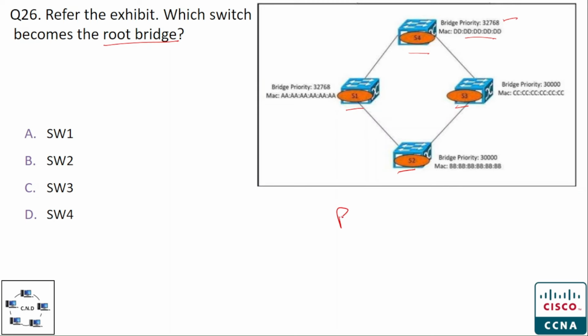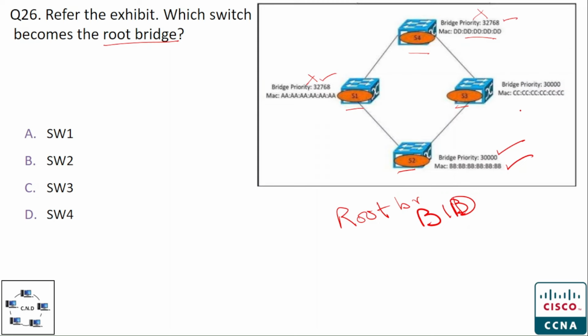For a switch to become root bridge, it must have the lowest bridge ID. The bridge ID consists of first the priority and then the MAC address. So lower priority and lower MAC address is the criteria for selection as the root bridge. In this case, we have bridge priorities of 32,768, 32,768 and 30,000. So automatically these two will be discarded because their priority is higher, while these two have the same priority.